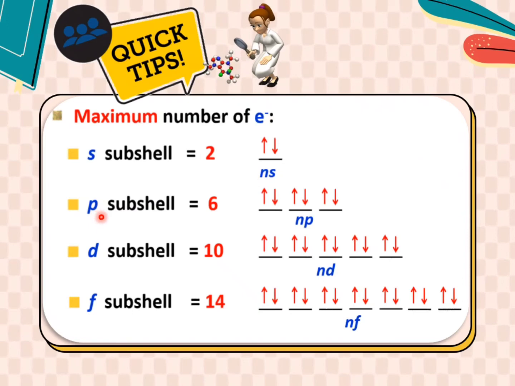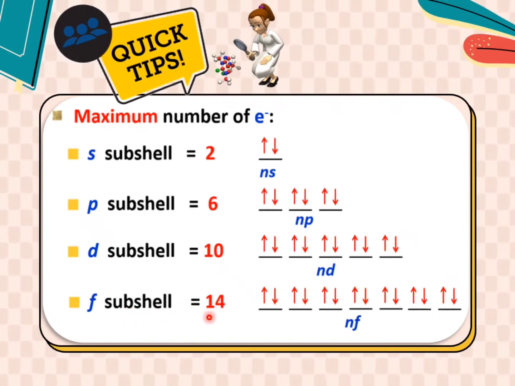Okay, if P subshell, P orbital, maximum number of electron 6 electron. Why? Because P subshell consists of 3 room. Dia ada 3 bilik kelas. Kita dah belajar. Okay, so bila dia ada 3 bilik, 1 bilik 2 elektron. So 3 bilik akan ada 6 elektron. While D subshell, maximum number of electron is 10. Because D subshell consists of 5 orbital. Nampak tak? Dia ada 5 orbital kelas. Okay, so dia ada 5 bilik. So 1 bilik 2 orang, 2 elektron. So 10 elektron.